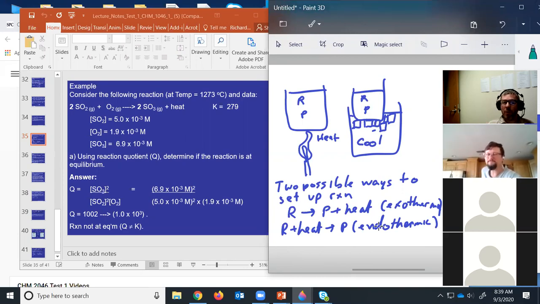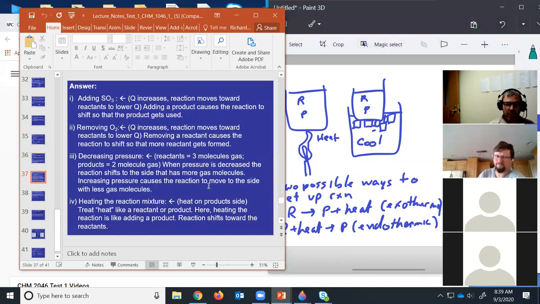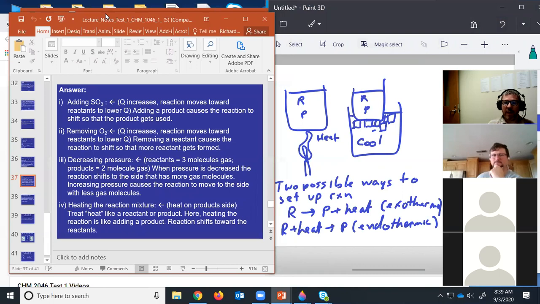Now, question 4 here of this process that we're going through in the PowerPoint. What we're actually doing is we're doing something else. We're heating or cooling the entire reaction mixture. And whether we're heating or cooling the reaction mixture will determine which way the reaction shifts. But we always know whether the reaction initially was exothermic or endothermic.